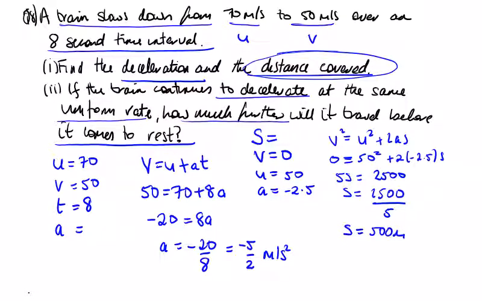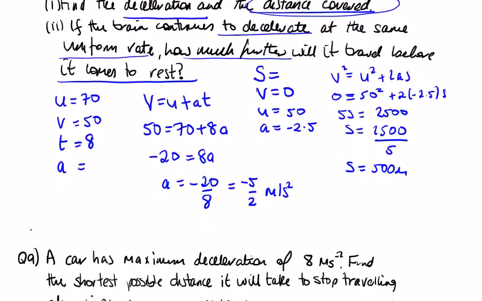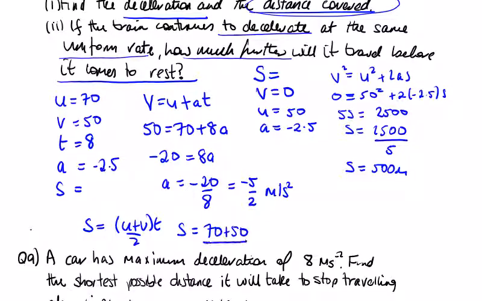Read the question carefully. So the distance covered in part 1, which I skipped. So now we have a is minus 2.5, and we're looking for s. So we can use s is equal to u plus v over 2 times t. So the distance covered in this part is s is equal to 70 plus 50 divided by 2 times t, which is 8. 120 divided by 2 is 60, times 8 is 480 meters.